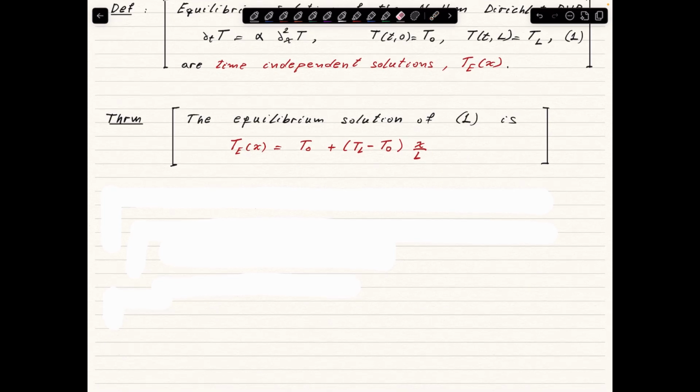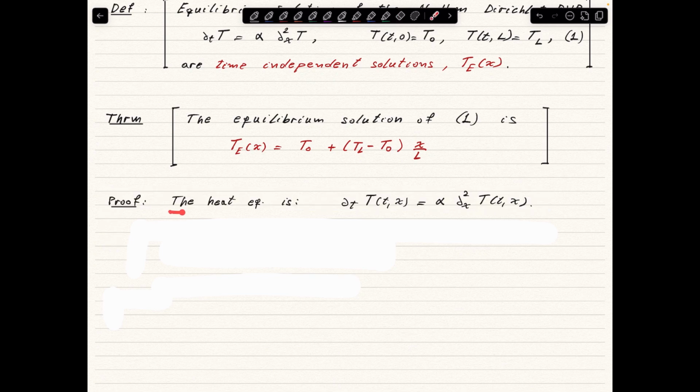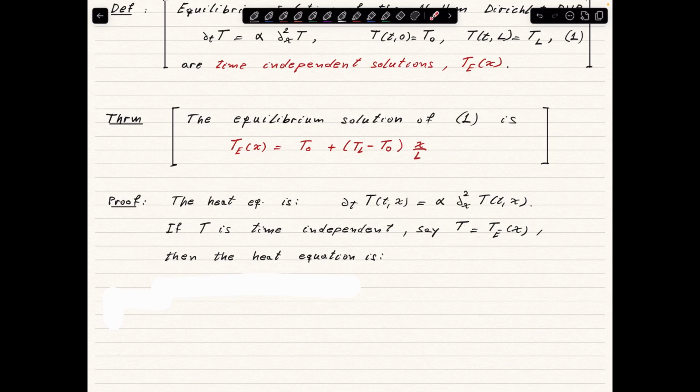The proof of this result is super simple. The heat equation has this form, obviously. Now we look for a time independent solution, so something that does not contain the variable time on the right hand side. Then you put that into the heat equation, and what you are going to obtain is that the equilibrium temperature must satisfy this equation. This is a function of x, and it has to be 0. Well, but we know what all the solutions to this equation are. These are linear functions in x.